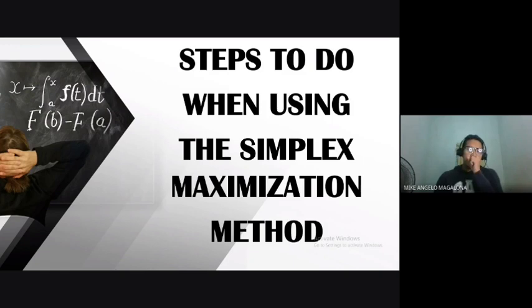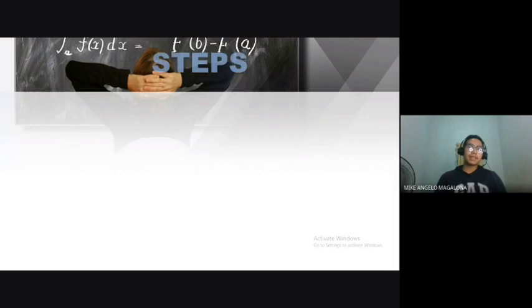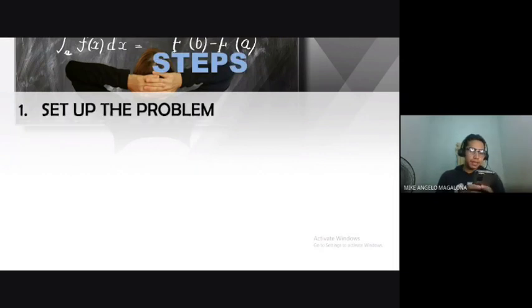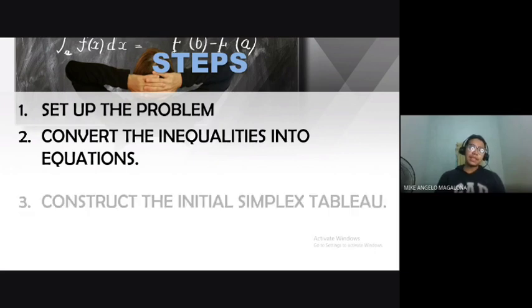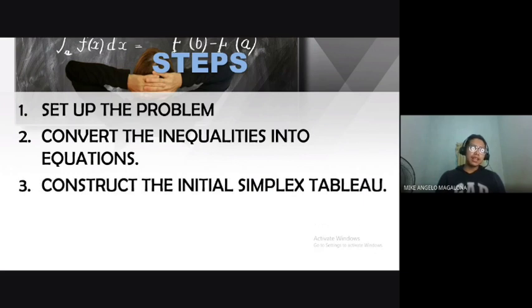Moving on, these are the steps to do when using the simplex maximization method. First step is to set up the problem. This is to write the objective function and the inequality constraints. Number 2. Convert the inequalities into equations. This is done by adding one slack variable for each inequality. Number 3. Construct the initial simplex tableau. Write the objective function as the bottom row.